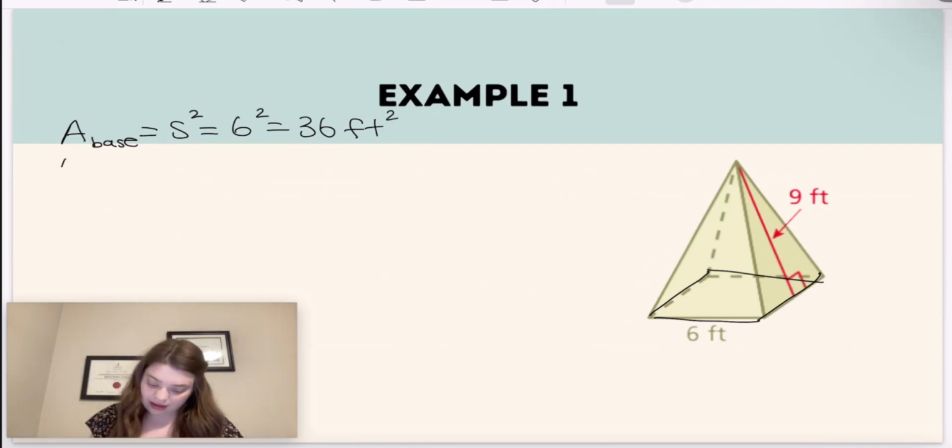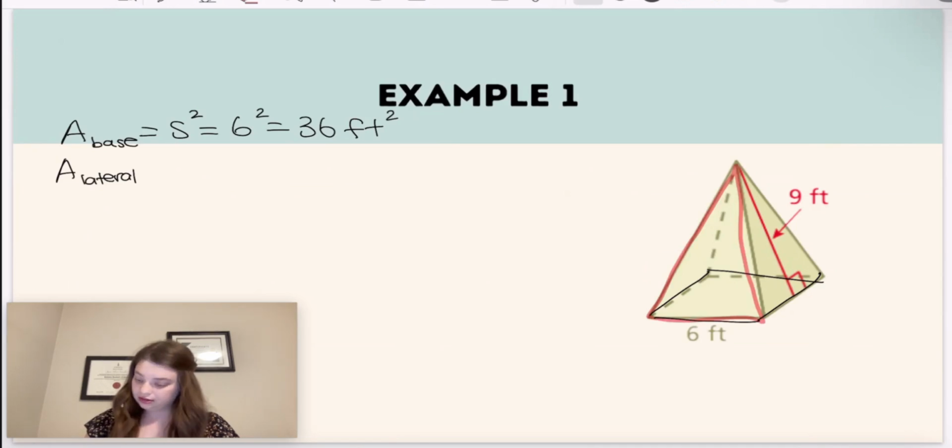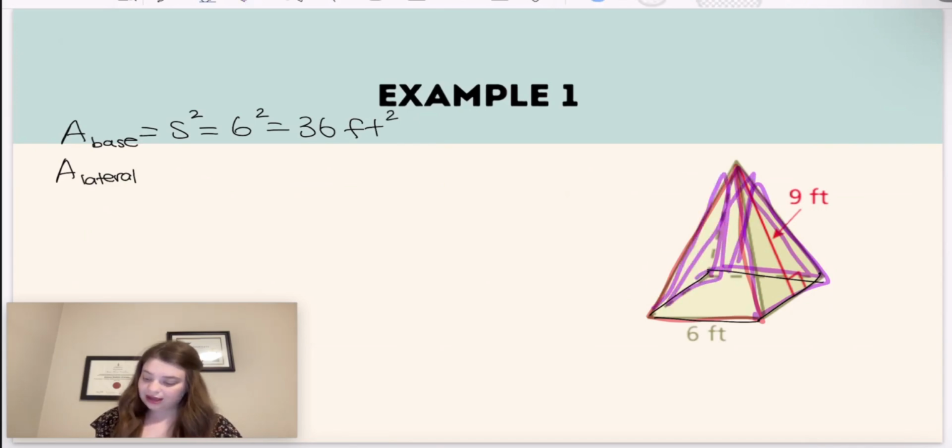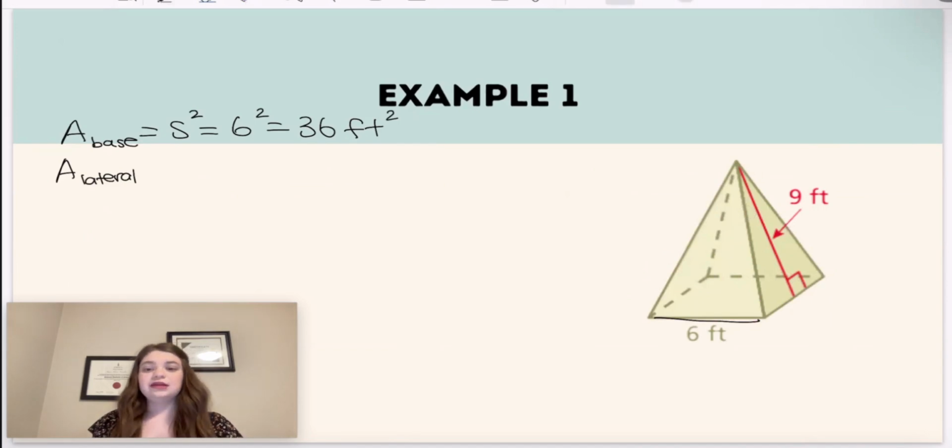Now, what about the area of the lateral faces? So what I mean by lateral faces are these triangles here. So this triangle here, and also this triangle here, and then the two at the back that are kind of hard to see. So this one back here, and then also this one kind of to this side, right? So there's basically 4 identical triangles that we need to find the area of. Now, because it's 4 identical triangles, rather than finding the area 4 different times and adding them up, we might as well just find the area of one of them and multiply by 4.